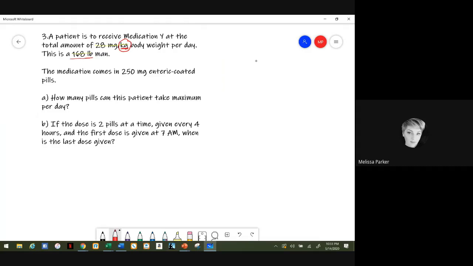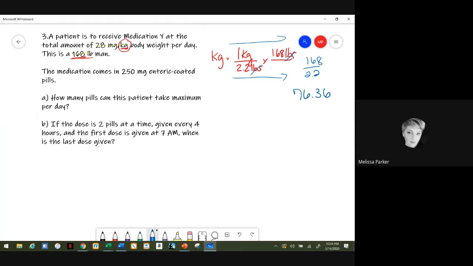So first, I'm going to take this 68 and I'm going to convert that into kilograms. So we're solving for kilograms. I know that 1 kilogram is equal to 2.2 pounds. and then the patient weighs 168 pounds. You can cancel out pounds, and then you multiply these across. You get 168 divided by 2.2. And then you would end up with 76.36, but we'll say 76.4 kilograms.